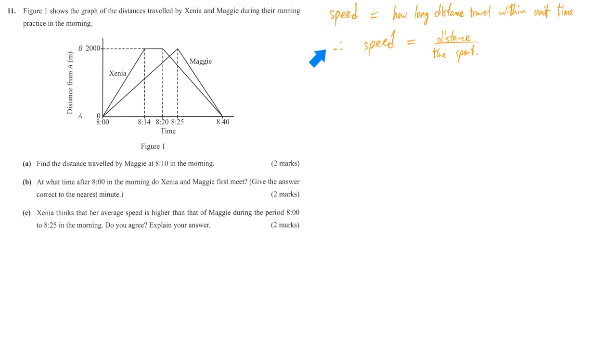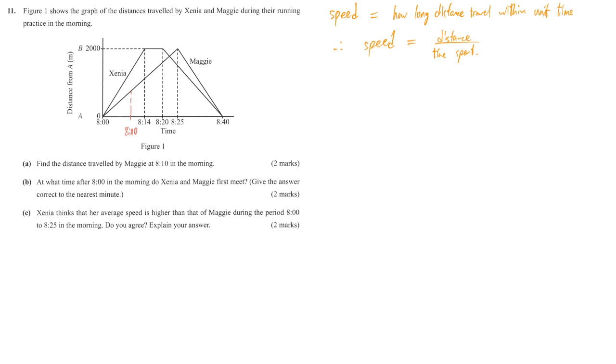And we strictly rely on the formula here: speed is equal to distance traveled divided by the time spent. But beware that different sections may have different speeds. This is only effective for one straight line, because on that straight line the path is at uniform speed. And then we are going to find out the distance traveled by Maggie in the first 10 minutes in the morning. So basically 8:10 is somewhere here, and for Maggie we just focus on this line.